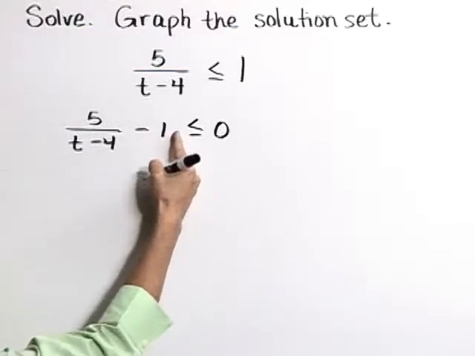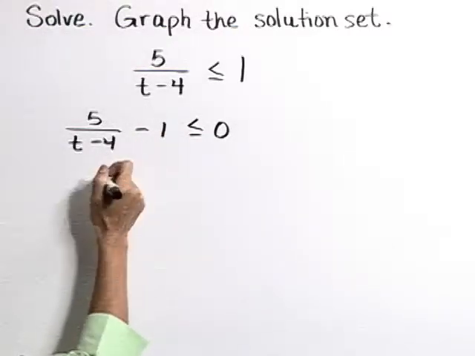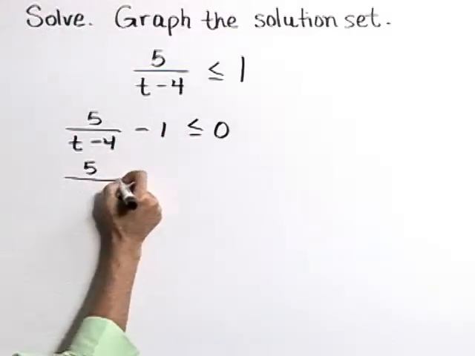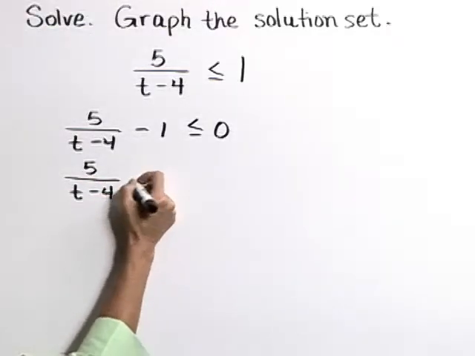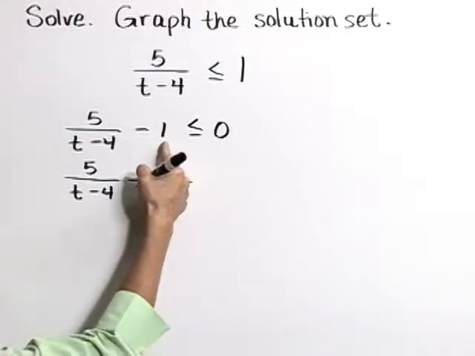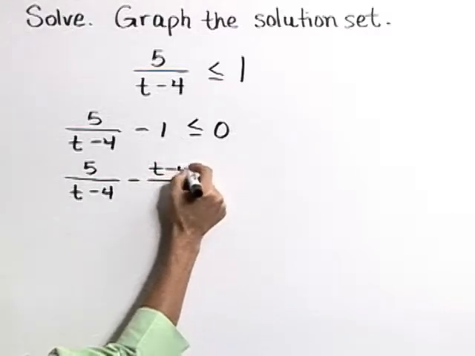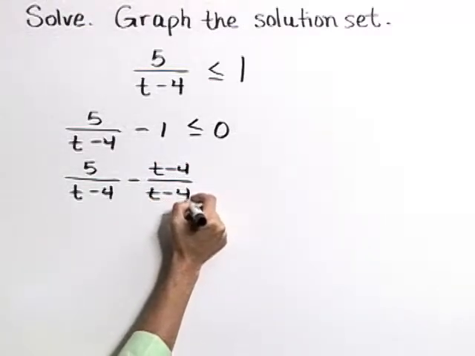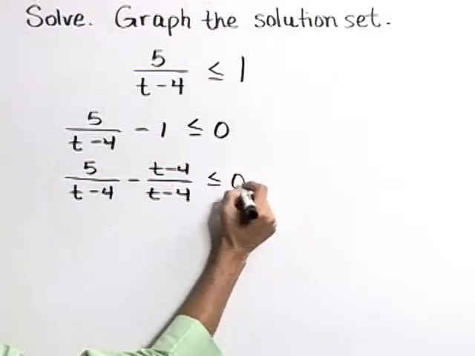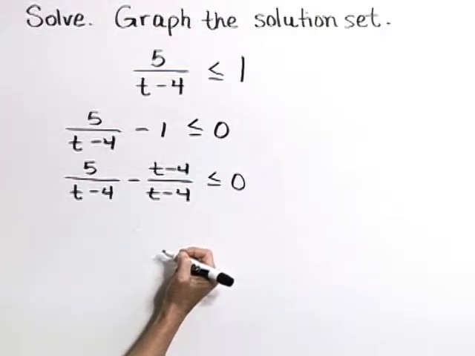Next, let's get a common denominator here and combine these terms. So this is 5 over t minus 4 minus 1 is equivalent to t minus 4 over t minus 4. That's less than or equal to 0.